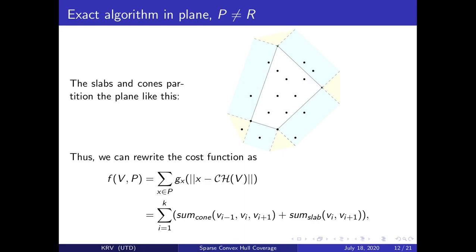And we can then decompose our objective. So our objective, F_V(P), is equal to, that first equality is just the definition from the problem statement. And then the second equality is the decomposition. You're just summing up the cost that the points incur in the yellow and blue regions. Now, an important thing about the plane is that there's a sort of linear ordering of these regions, and that allows us to do a dynamic program.